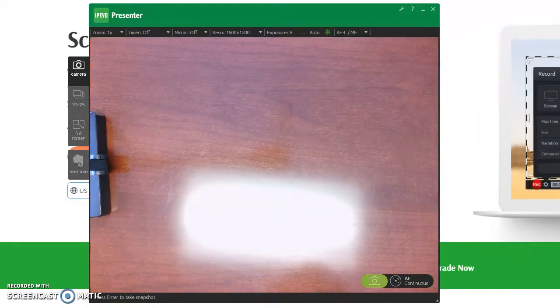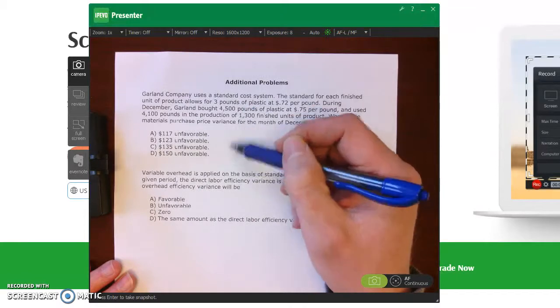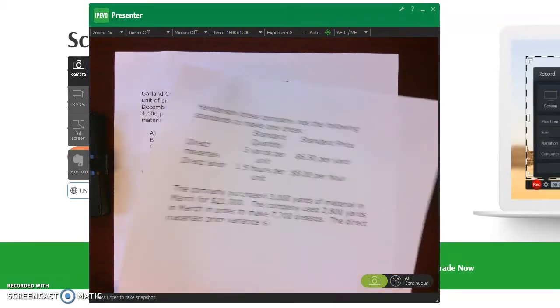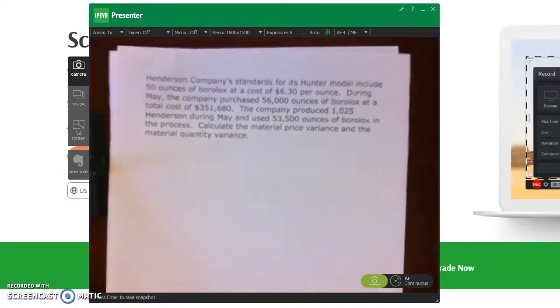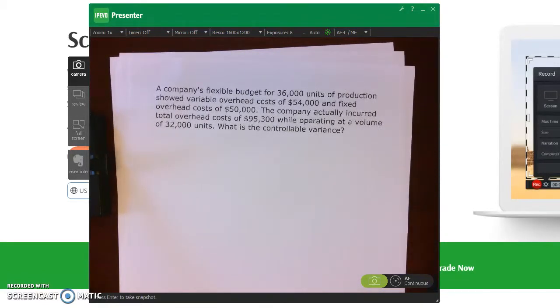I do have some additional problems right over here on page 11. I have posted the solutions to these problems up on Canvas. I encourage you to do these. Okay, and this one as well on page 23. This one on page 24. And this is a controllable variance problem that's on page 25. And all the solutions to all these have been posted up on Canvas.